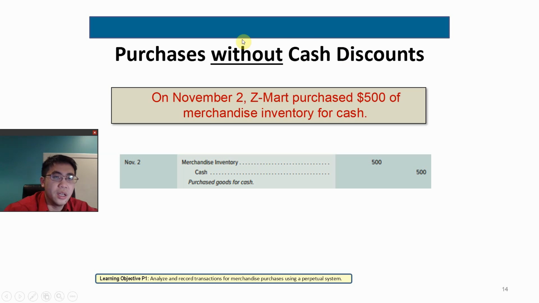So right here, there's a purchase without this cash discount. When this company called Z-Mart purchased $500 and pays cash, what we see on its general journal is that the merchandise inventory increases by 500. All right, so when assets increase, that's a debit. Meanwhile, the cash got reduced by 500, so that's a credit.